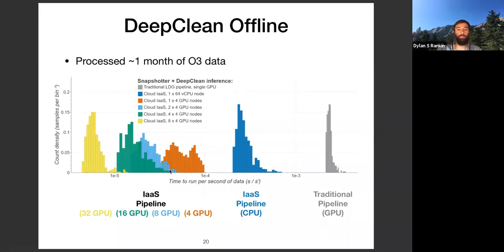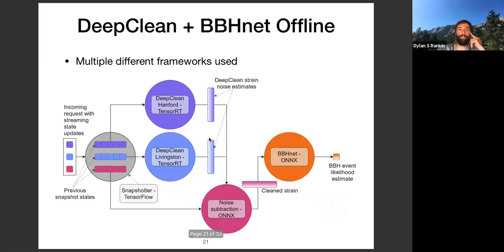And even with a much less beefy configuration than the yellow, you still get almost 2 orders of magnitude speed up. So this is really cool. I mean, this is a huge amount of speed up for relatively low cost.